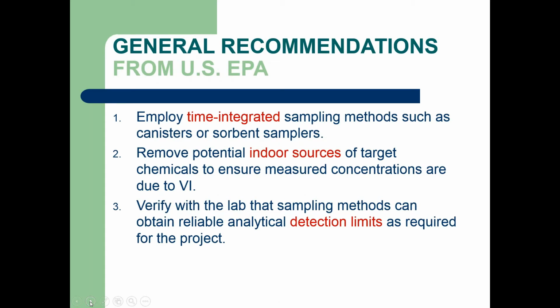US EPA provides some general recommendations for indoor air sampling in their recent document. First, use so-called time-integrated sampling methods, rather than direct reading instruments such as PIDs for spot checks. Remove other potential indoor sources of the target chemicals to ensure measured concentrations represent only VI sources of these chemicals. And verify that the detection limits of the sampling method can meet the project specifications.